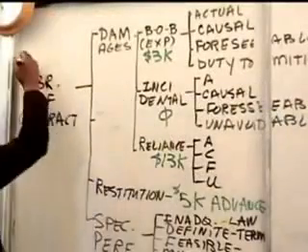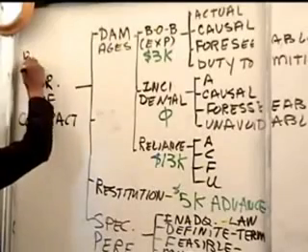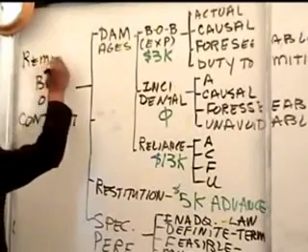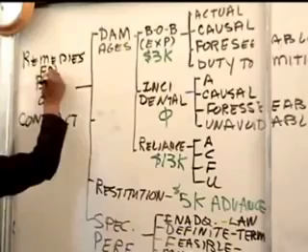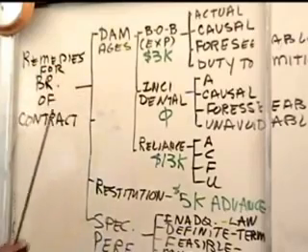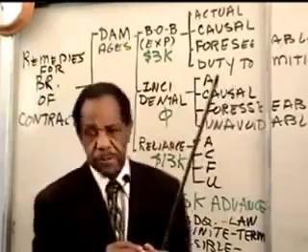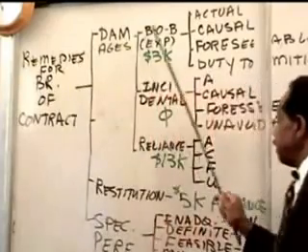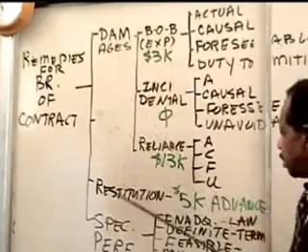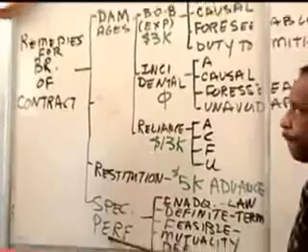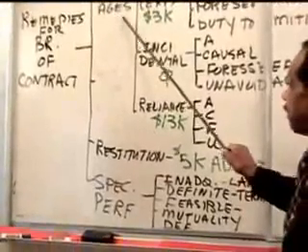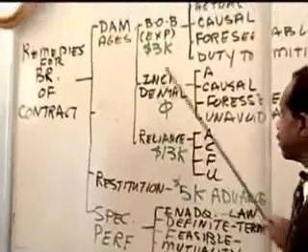This is remedies for breach of contract. So the remedies for breach of contract are three elements: damages, restitution, specific performance. These are the three remedies. In the case of damages, there are several types of damages.